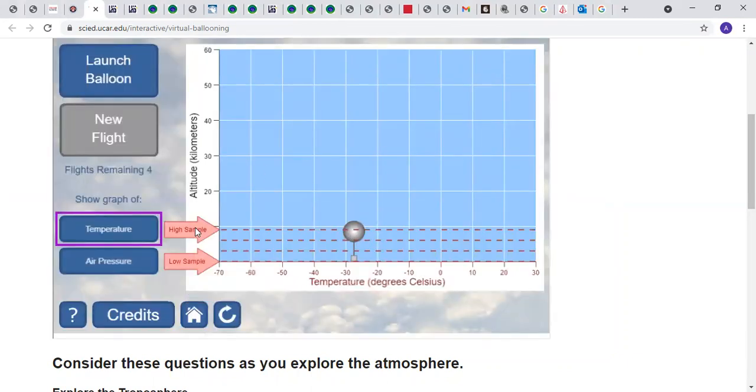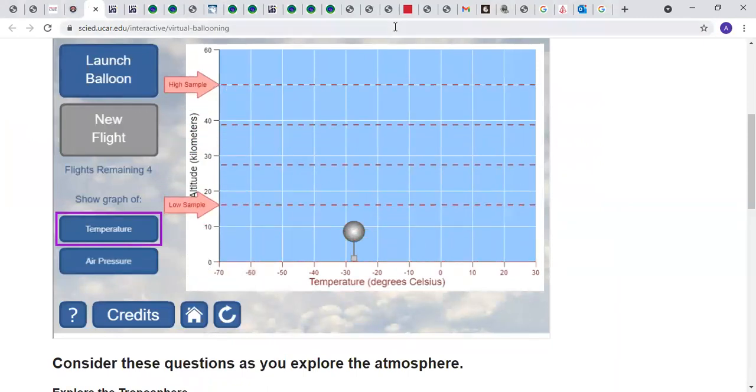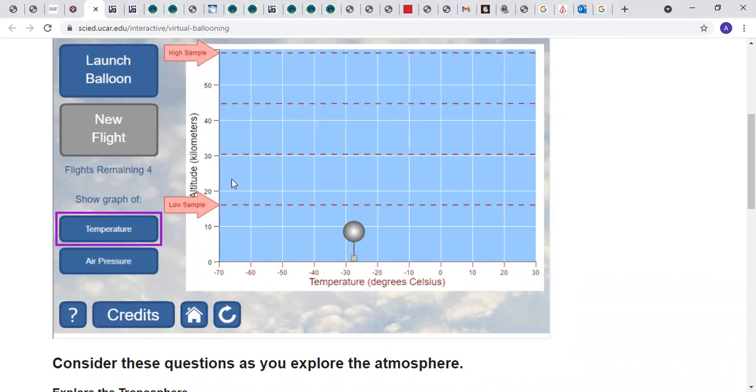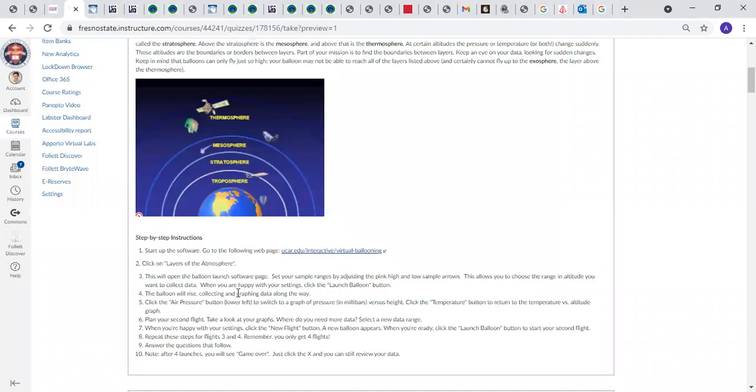Here's your air balloon, and you're going to set a high sample and a low sample. You're trying to find changes in temperature and in air pressure at these different elevations to define the different atmospheric layers. The directions in the introduction break this down for you even more. But long story short, you're using 4 different flights, which give you 4 different readings.